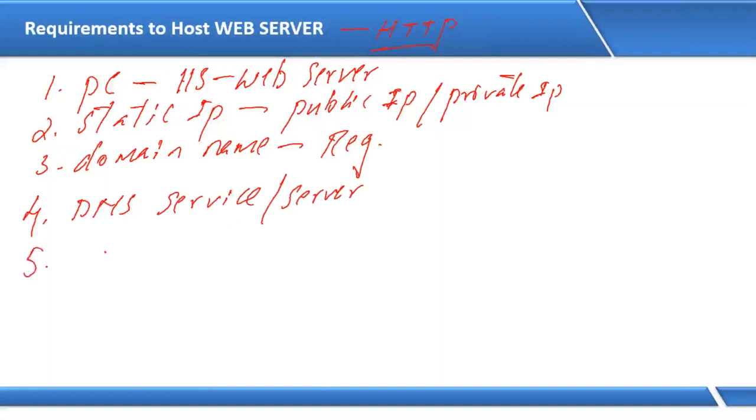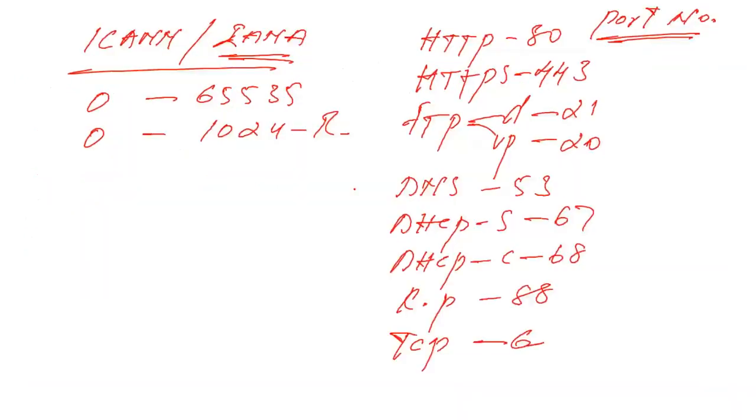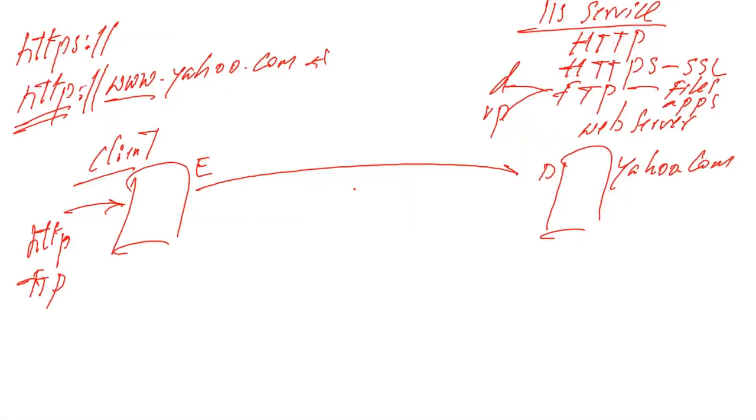Now the fifth requirement, the last requirement, is what? We require a home directory here. So what is the meaning of home directory? Now try to understand. The home directory means, when you're hosting the site, we require web pages here. So who is going to design the web pages?